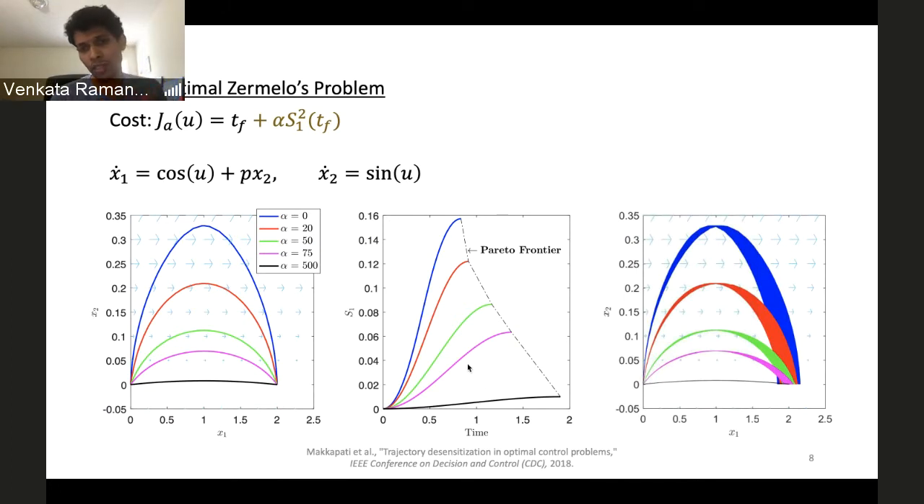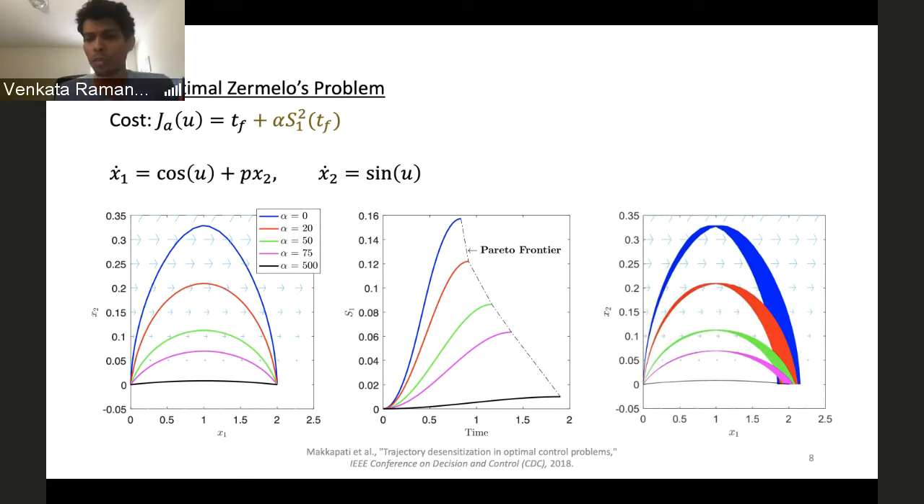And again, you can see that as you keep increasing alpha, your travel time is increasing, but at the same time, you're reducing the dispersion in the final state. Again, that is established by the Monte Carlo simulations on the right. Here, I think I took almost 100 or 500 samples. I don't remember the exact number, but again, it is very clear in the plot.